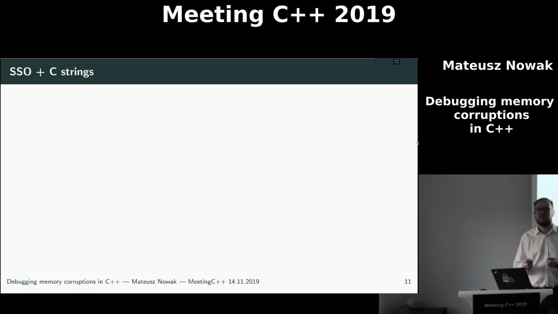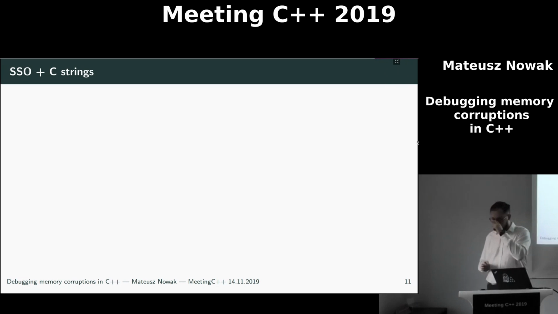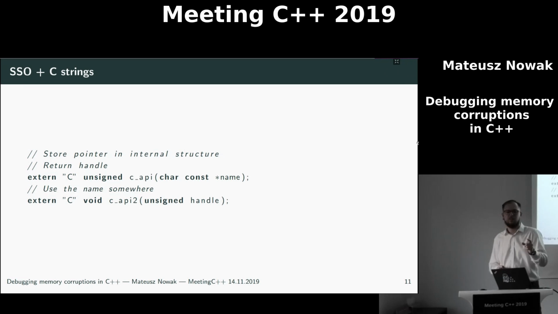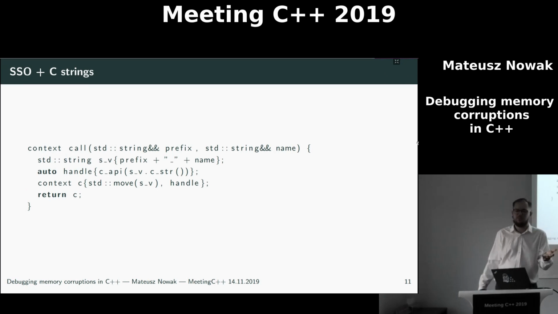Does anyone know what SSO is? Yes, small string optimization, and similarly something for vectors if the buffer is small. But for this case, it's an actual issue I hit in production code. When you have, let's say, a C API that needs to get some pointer to char, then store these pointers, you as a user of the API are still the owner of this char array, so you have to keep it somewhere, and you try to do something like this.